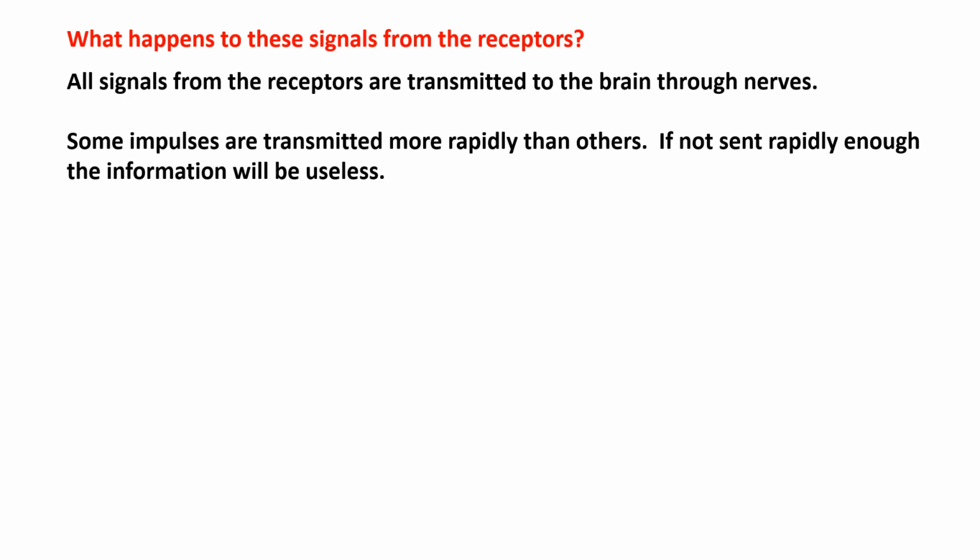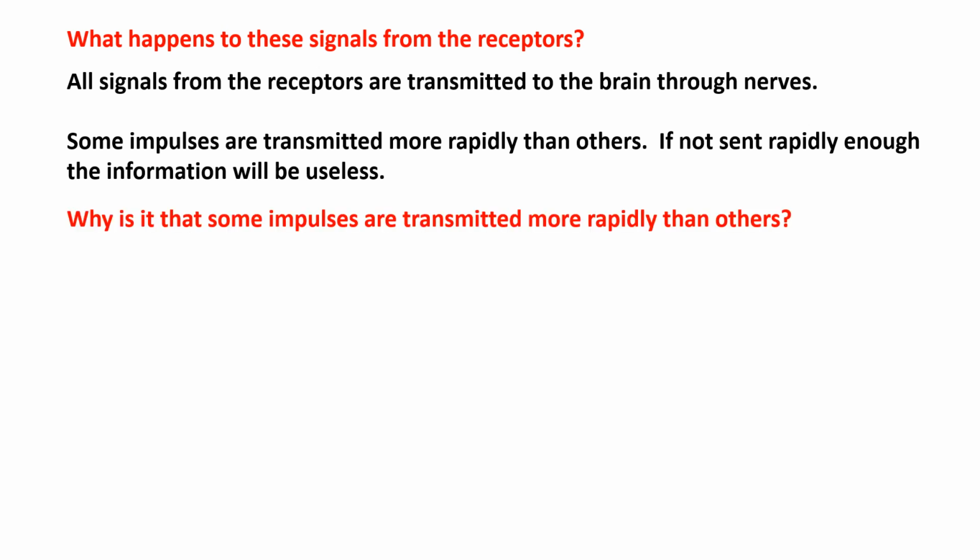Now, all signals from the receptors are transmitted to the brain through nerves. All right, there is no other way. All signals from these receptors are transmitted to the brain through nerves. And you would have noticed, and may have perhaps heard, that some impulses are transmitted more rapidly than others. As we all know, if information is not sent rapidly enough, that information may be useless. So the question is, why is it that some impulses are transmitted more rapidly than others?